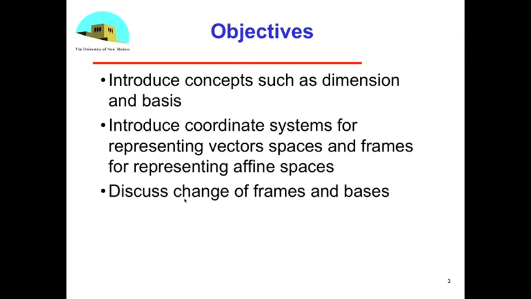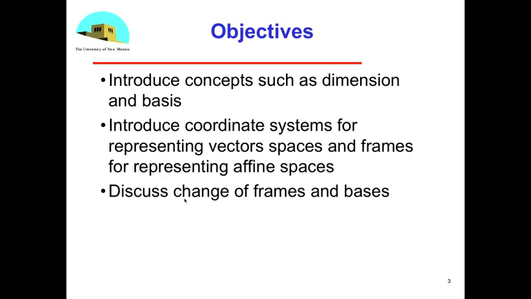So we're going to introduce first in this lecture the concepts such as dimension of a space and getting basis vectors for that space. And then we'll also look at the difference between vector spaces and their representations, and frames and their representations. We'll see that because we need more than what's in a vector space, which is just vectors and scalars. Remember, we added points to get what's called an affine space. That's called a frame. So we'll need to talk about how we change frames and how we change the basis vectors in those systems.